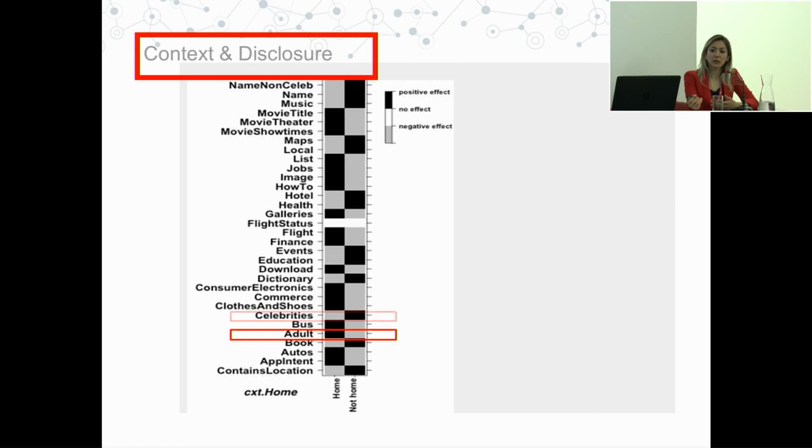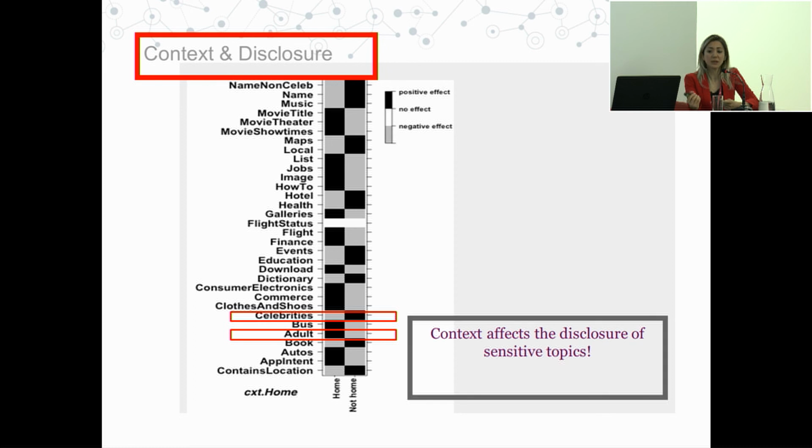And then we went to understanding how context affects the management or disclosure of data items. We were interested in this case to see, for instance, how being at home and being not at home would have a significant effect on how people would disclose certain data from different topics. So when we look at the topic adult, for instance, we see that being at home positively affects the intensity of data items disclosed within this topic, while being not at home negatively affects the intensity of disclosing these data items.